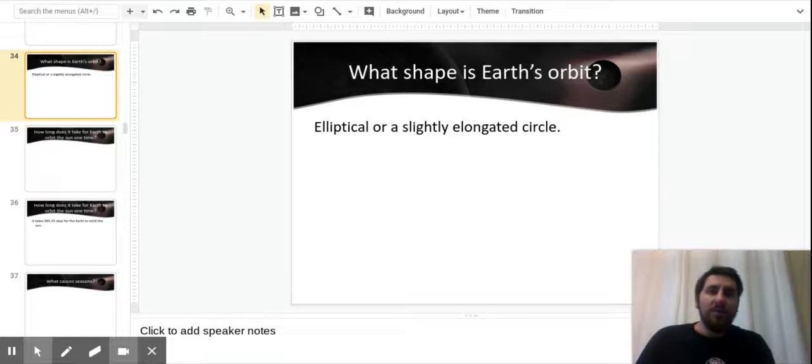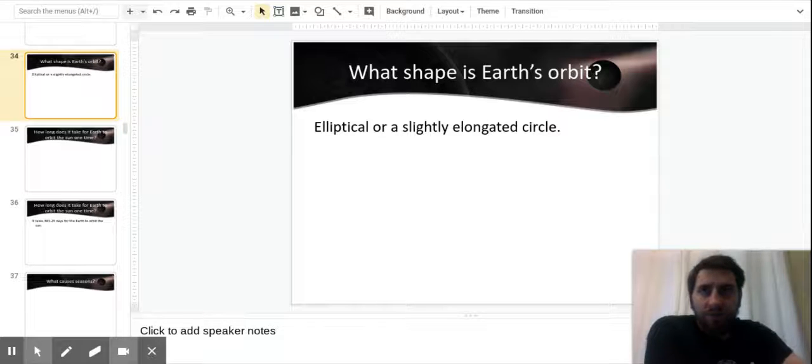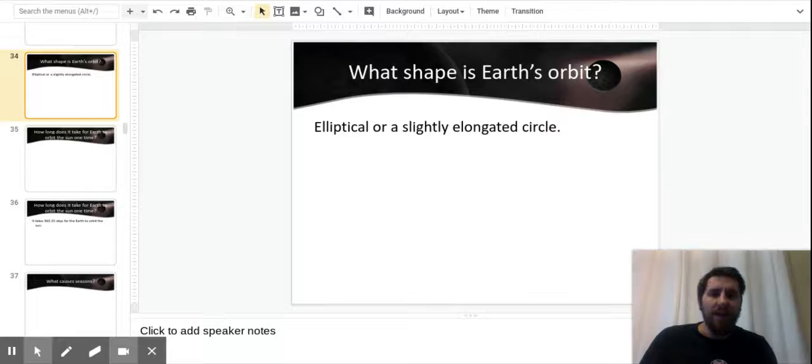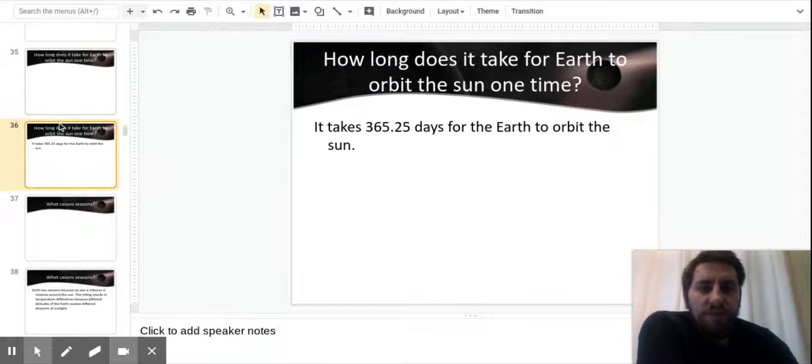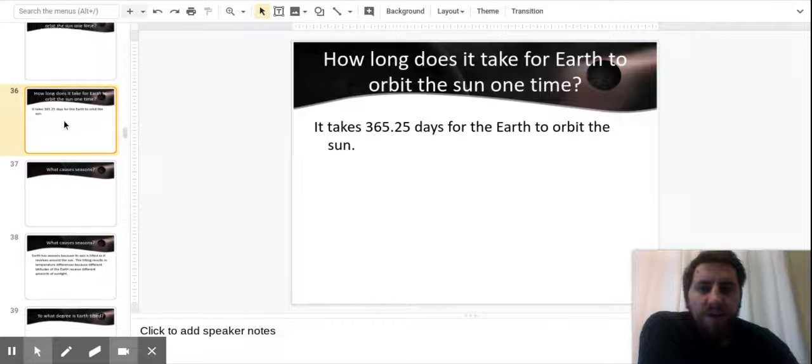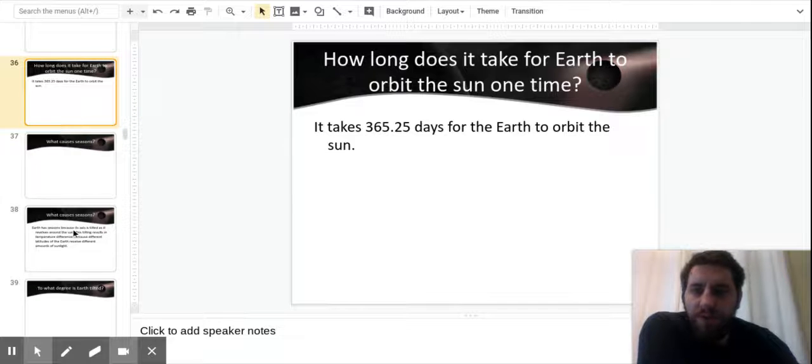You've probably seen some eggs that are weirdly shaped, like perfect little circles that look like a golf ball. That happens occasionally, but like 99% of eggs are this elliptical, elongated shape, which is what an orbit is as well. How long does it take for Earth to orbit the sun? About 365 and 1/4 days to orbit the sun.